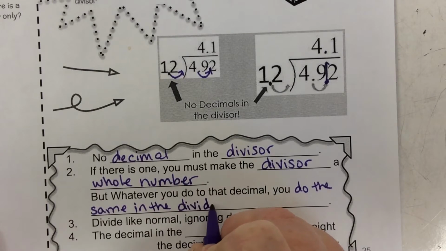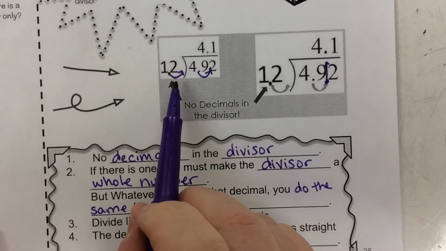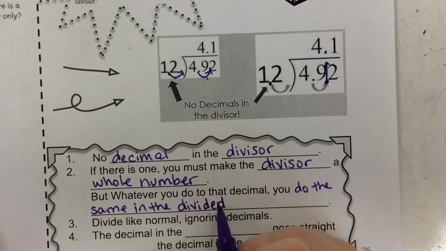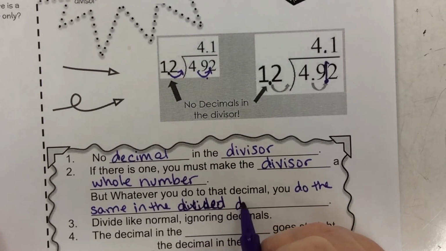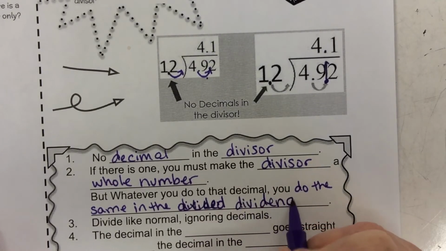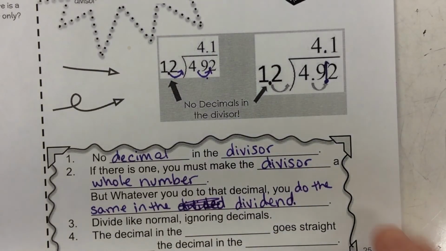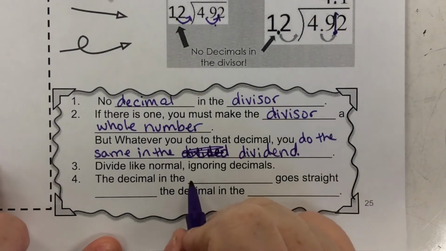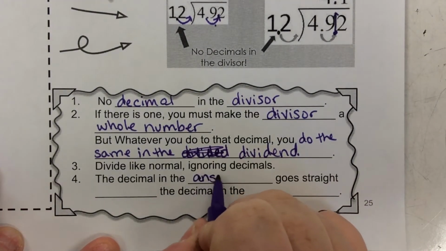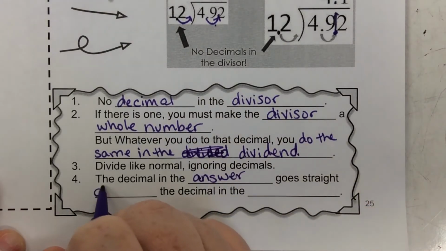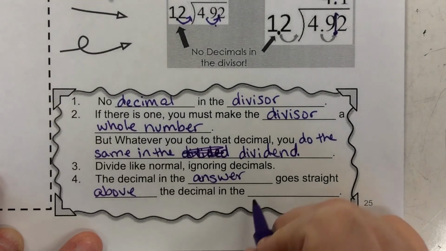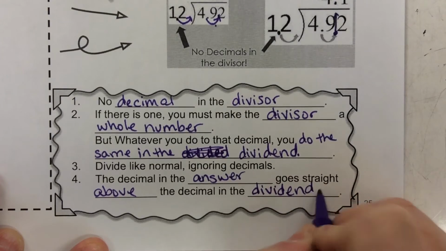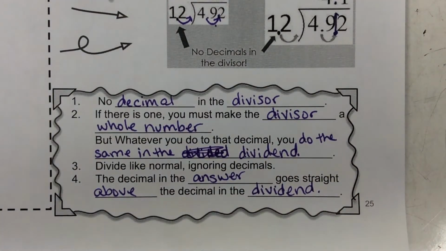If I move that decimal 2 places in the divisor, I'm going to move this one 2 places in the dividend. Basically, I'm multiplying by 100 and then also multiplying by 100. Not divided, dividend, sorry, I left out a letter. Then you just divide like normal, ignoring the decimals. The decimal in the quotient, or answer, goes straight above the decimal in the dividend, or in the house. Make sure you have that written down.